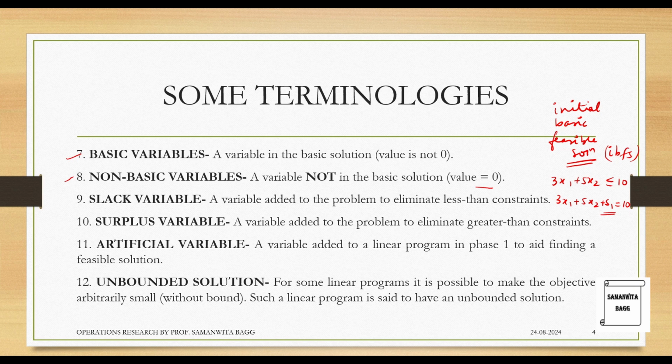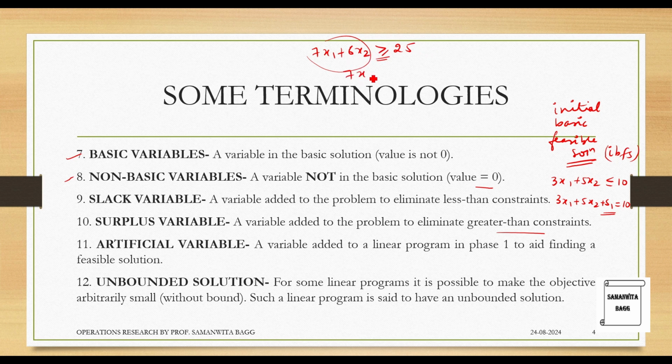Surplus variable: a variable added to the problem to eliminate a greater than constraint. I had written one more constraint, if you recollect, say 7x1 plus 6x2 greater than or equal to 25, for example. So this is a greater than or equal to sign. If you observe, the left hand side is greater than the right hand side. So you need to add something to the right hand side to make them equal, or you can subtract from the left hand side such that both become equal.